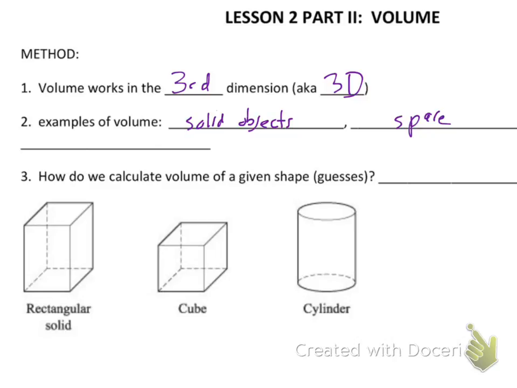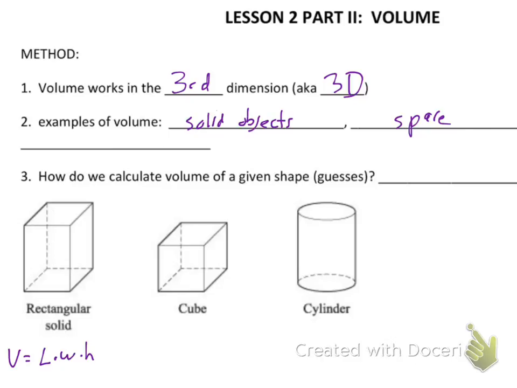How do we calculate volume of the given shapes? Rectangular solid, or a prism. Rectangular prism, they call it sometimes. What would that equation be? Volume equals length times width times height. Yeah.